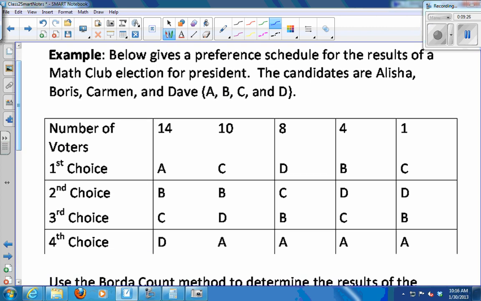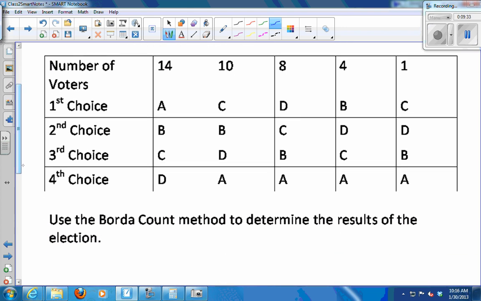Here's the preference schedule for the results of a math club election for president. The candidates are Alicia, Boris, Carmen, and Dave, A, B, C, and D. We're going to use the Borda count method to determine the winner. Because there are 4 candidates, first place gets 4 points, second place gets 3 points, third place gets 2, and last place gets 1. So last place always gets 1 point, and as you go up, you just keep adding a point. These 14 people who put A in first place mean that A gets 4 points for each person who did that.